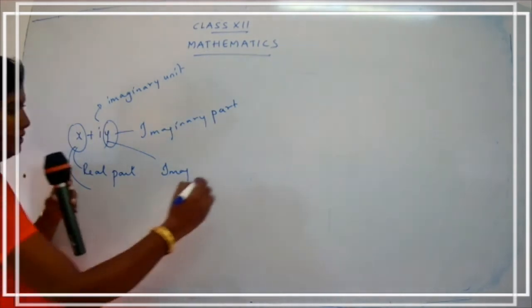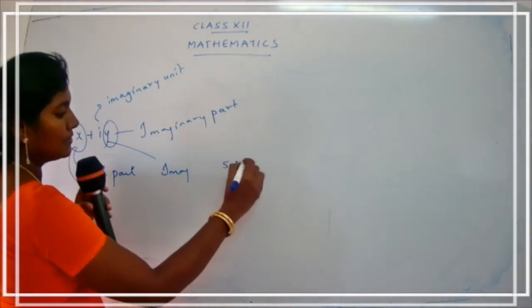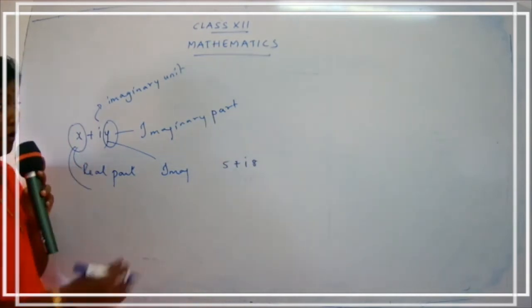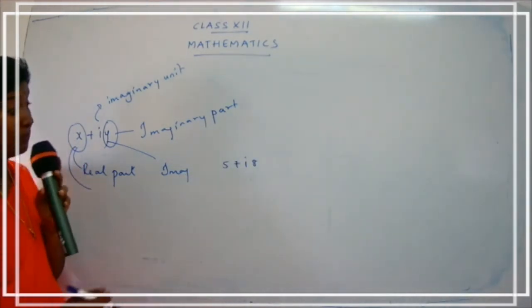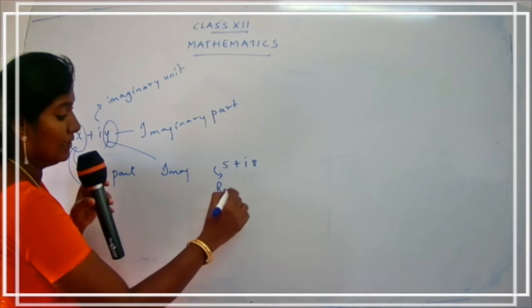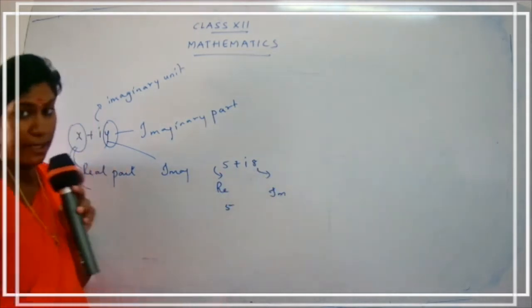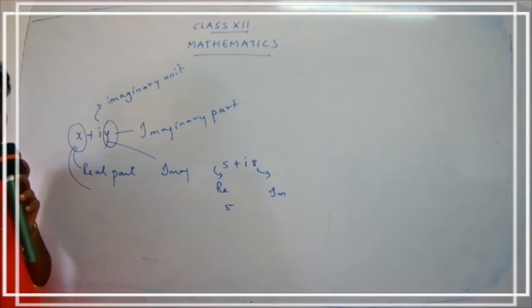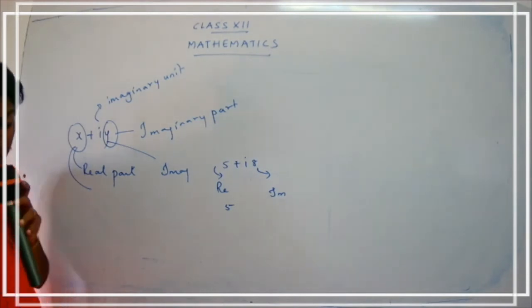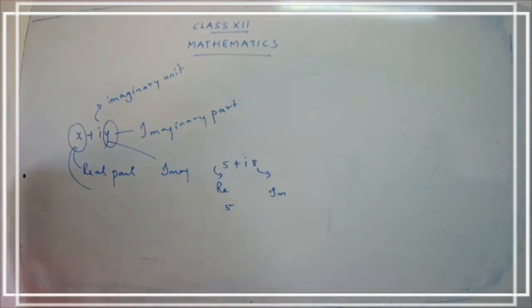Suppose I give you an example. If you have 5 plus 8i, here the 5 is the real part and the 8 is the imaginary part. So you have to be clear how to separate the real part and the imaginary part, which will be useful in our exercise 2.4. Okay children, so also you have seen some of the properties of complex conjugates.